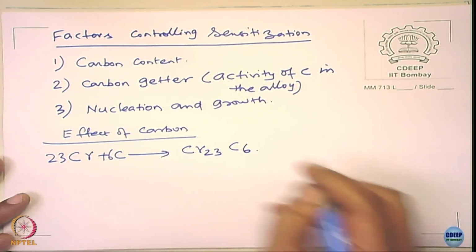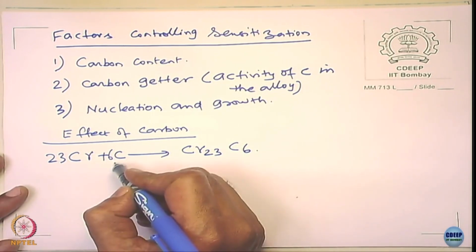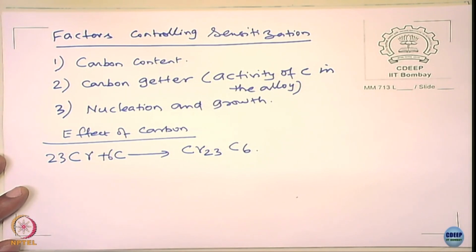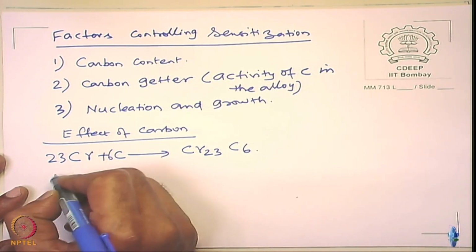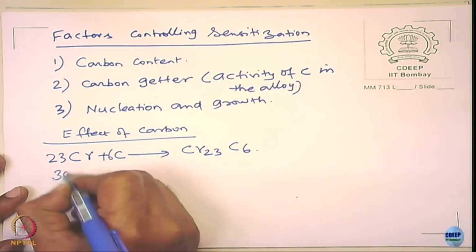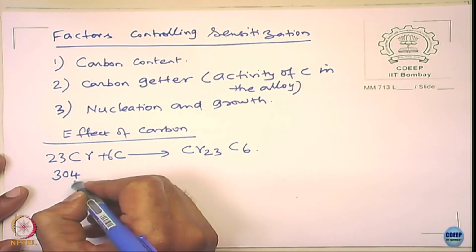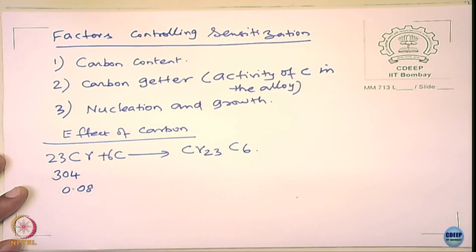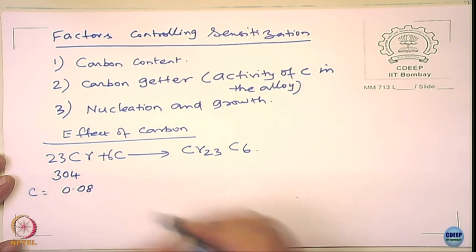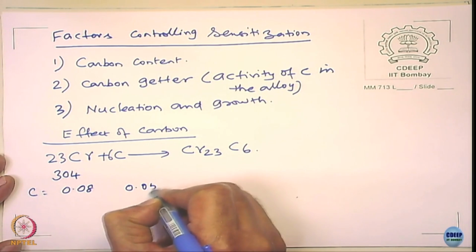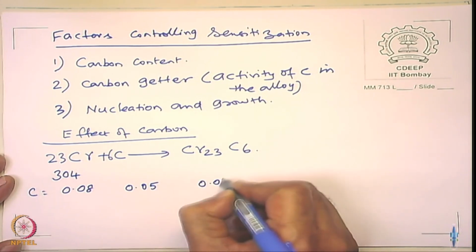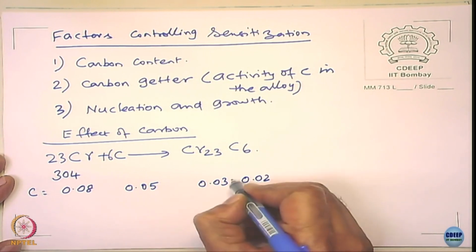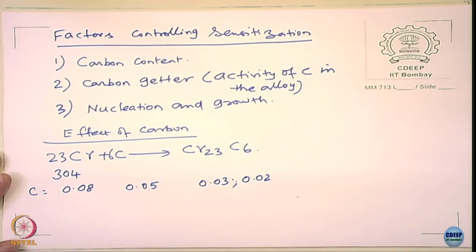It is not rocket science, right? If you increase the carbon content, you will see the kinetics will increase. Let us take a stainless steel, let us say 304. It has, let us say, 0.08, 0.05, 0.03 and 0.02 weight percent carbon.